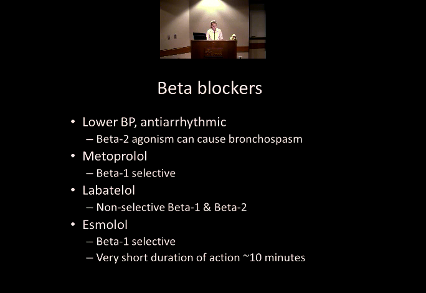So beta blockers, what's kind of one of our go-to antihypertensives in anesthesia. Beta blocker is going to be an antagonist of the beta-1 cell receptor. So it's going to lower your blood pressure. It's also going to be an antiarrhythmic.